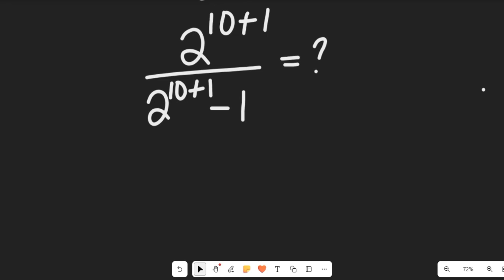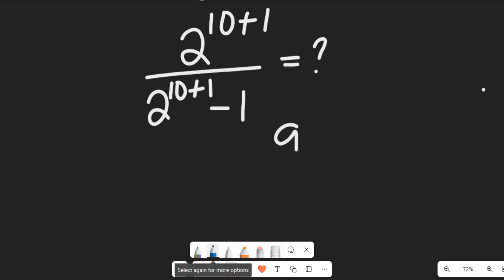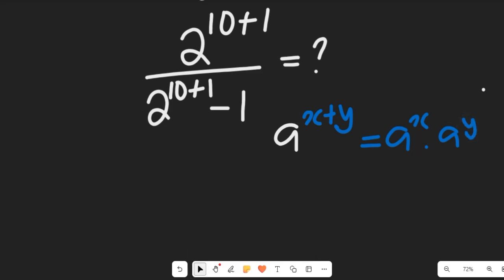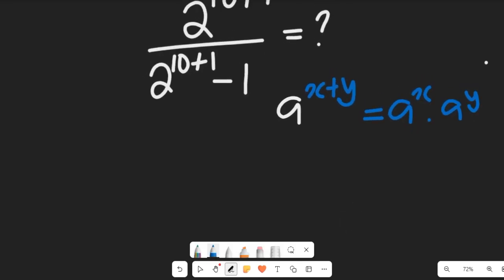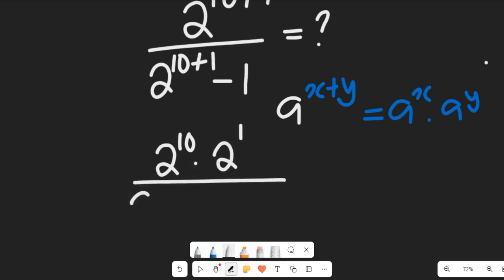Now if I simplify that, recall that in an algebraic expression, if you have a to the power of x plus y, this can be equal to a to the power of x multiplying a to the power of y, right? So if I do that, I'm going to have that expression now give me 2 to the power of 10 multiplying 2 to the power of 1 divided by 2 to the power of 10 multiplying 2 to the power of 1 minus 1, right? And this will give me what solution?